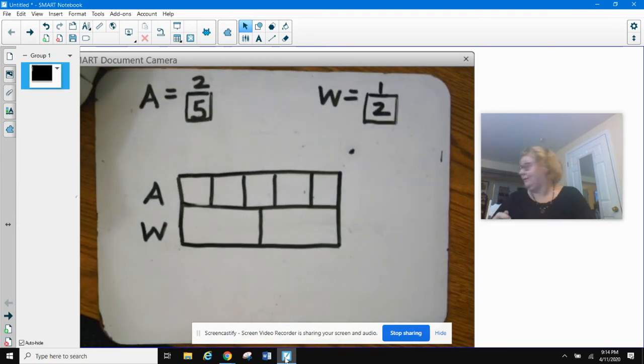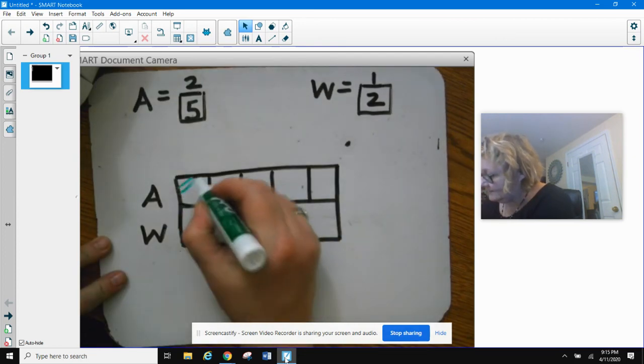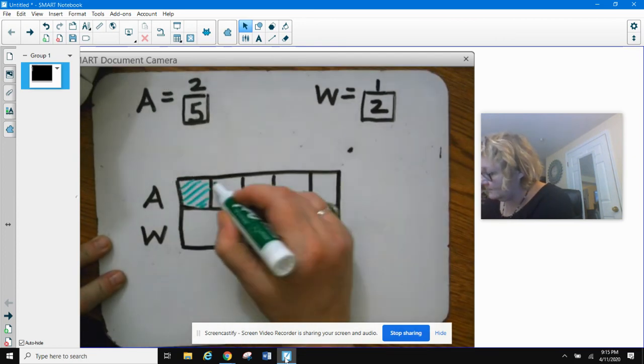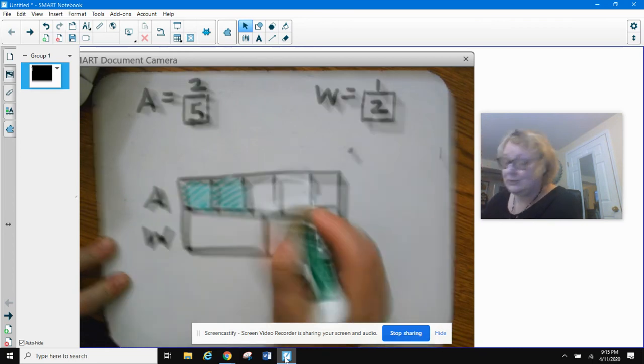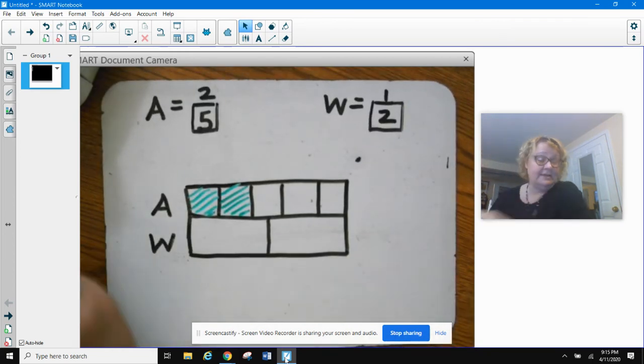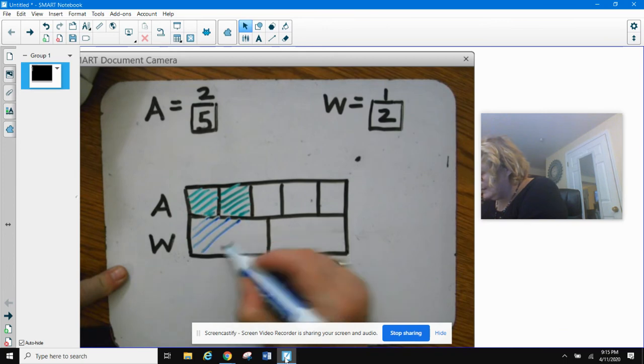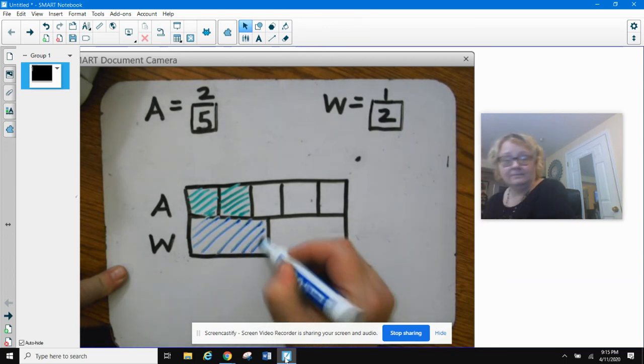Now, let's go on and shade them in. Let's get 2 different colors of ink. So we know that Aiden walked 2/5. The numerator tells me that I'm going to shade in 2 of the parts. And we know that Waylon walked 1 out of 2 parts.